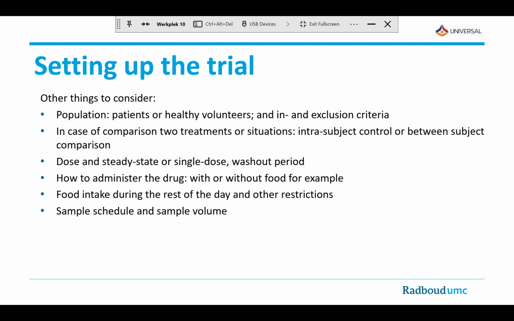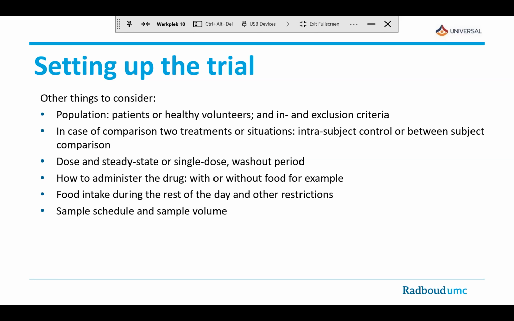So what do you have to consider when you're talking about which population to choose? Are you going to choose patients or healthy volunteers for your study? And which inclusion and exclusion criteria are you going to put in your protocol? And for example, in the case of comparison of two treatments or two situations like food or non-food, do you want to have an intra-subject control, are you going to have a control group within one person, or are you going to compare two different subjects, for example?